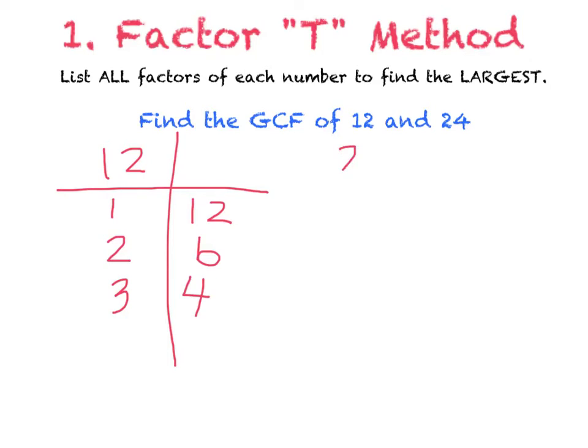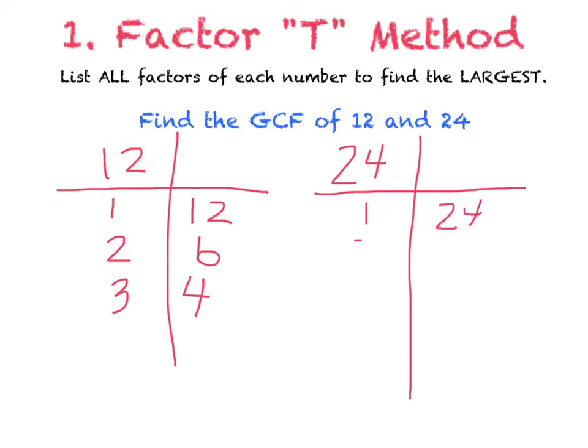I'm going to do the same thing for 24. I'm going to make a factor T. I'm going to start with 1 and 24. It's an even number, so I know 2 goes in 12 times. 3 is also going to go in, since 4 plus 2 is 6. The 3 goes in 8 times. I know 4 is a factor. 4 goes in 6 times, so the only number I have left to check is 5. Since my number ends in 4, I know 5 is not a factor. So this is a complete list of all the factors.